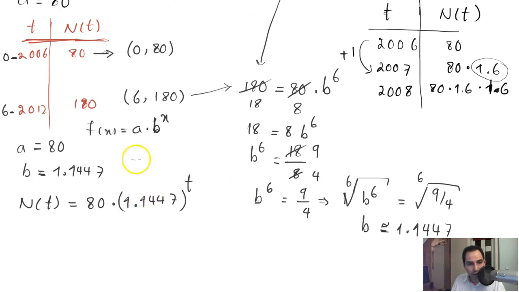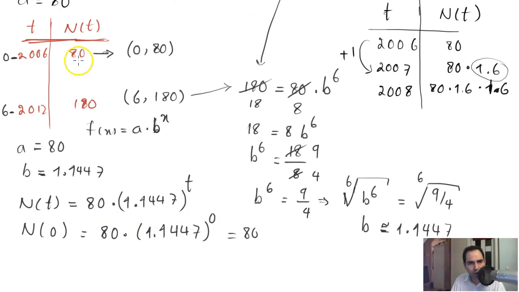Now you can test it, of course. For example, you can calculate, I don't know, n of 0. N of 0 here is equal to 80 times 1.1447 raised to the power 0. This becomes 1, so this is equal to 80, and this is your output here.